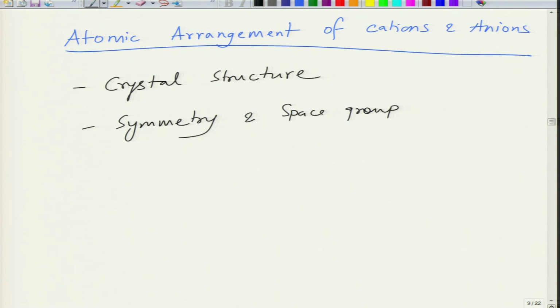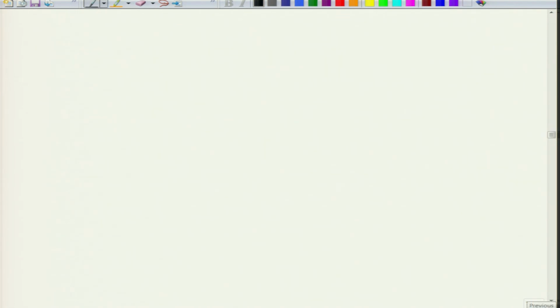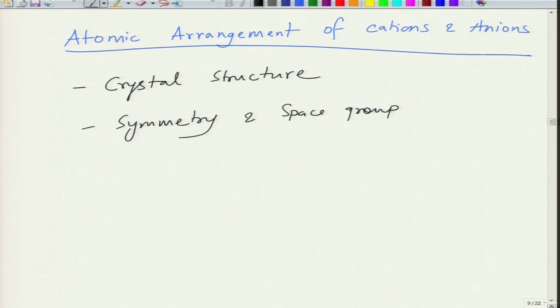So, what we will do is that we will first begin with certain fundamentals of crystal structure before we move on to the structure of these materials. So, as I said, atomic arrangement of cations and anions determines the crystal structure. As a result, they have certain symmetry, certain space groups, which is important in imparting certain properties to them.